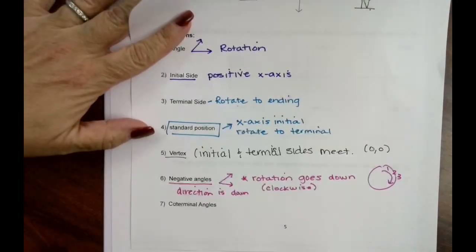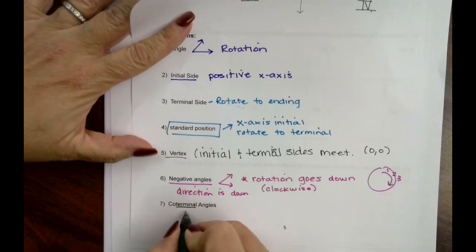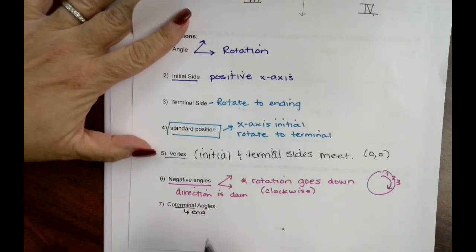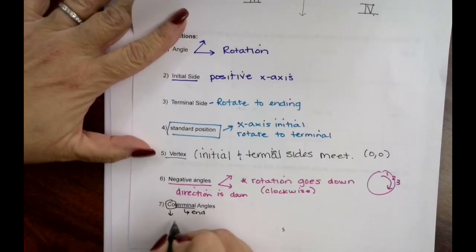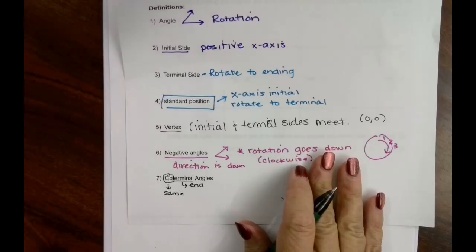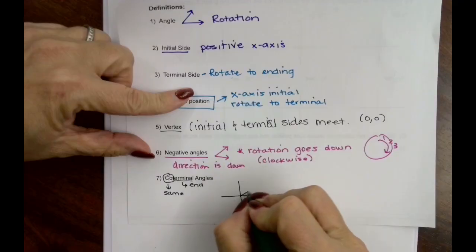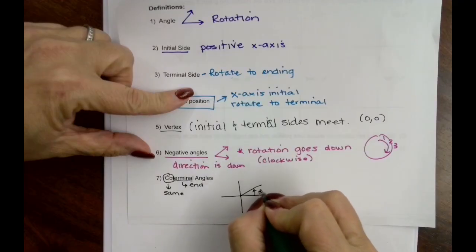Okay, now let's talk about this concept of coterminal. So a coterminal angle. So terminal angle, again, this is where my angle is going to end, that rotation ends. And co here means that they're going to be the same. So let's look at this as an example here. Let's just say I have an angle right here and that this angle is 30 degrees.